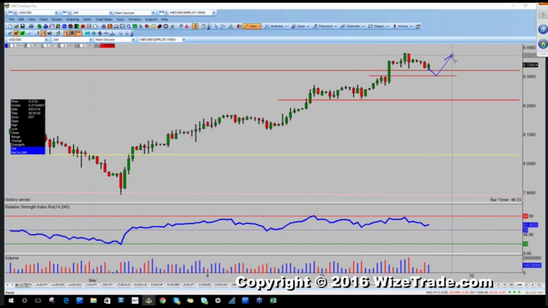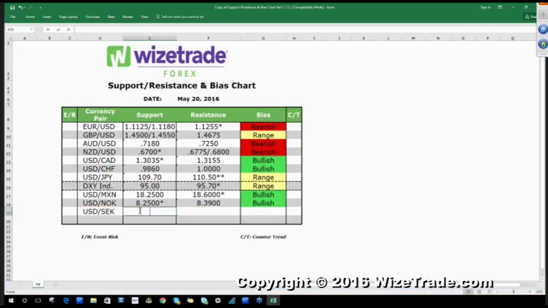Okay. Resistance at 838. 830, support. 838, resistance, not even great resistance, and it is bullish. Okay, your bias chart is complete.